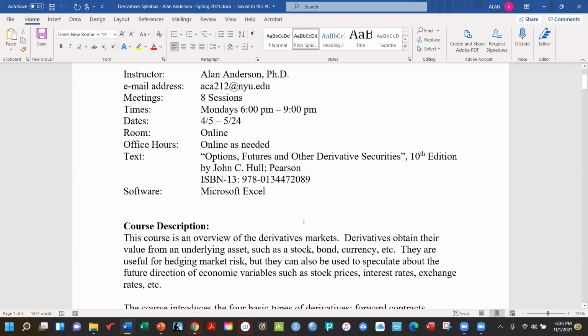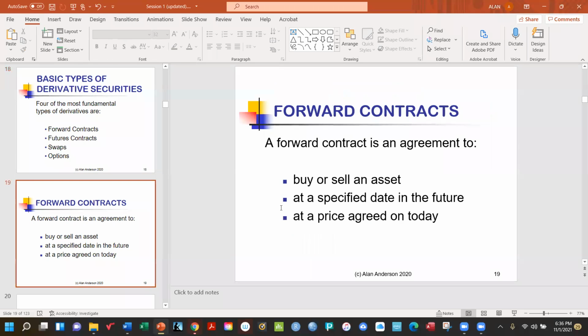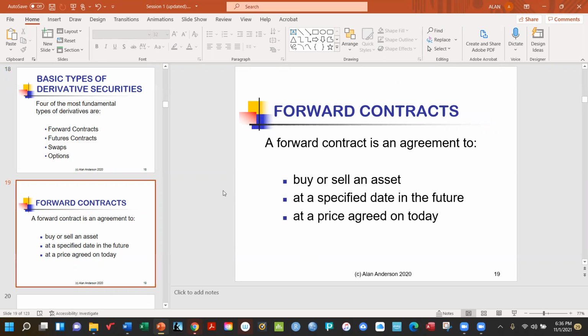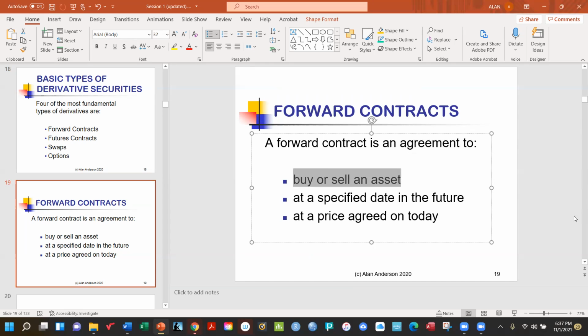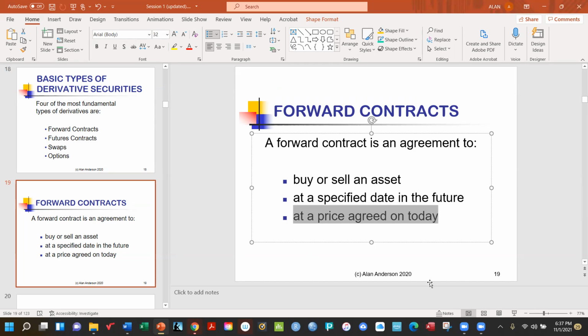All right, well, anyway, let's get back to the notes. So we start, and again, we have the four basic types. We start with the forward contracts. Now, I alluded to this earlier. What is a forward contract? It's literally just an agreement, a legally binding agreement between two counterparties in which one of them will buy an asset in the future and the other will sell. This will take place at a specific date in the future. And the most important detail is that the price will be settled today.